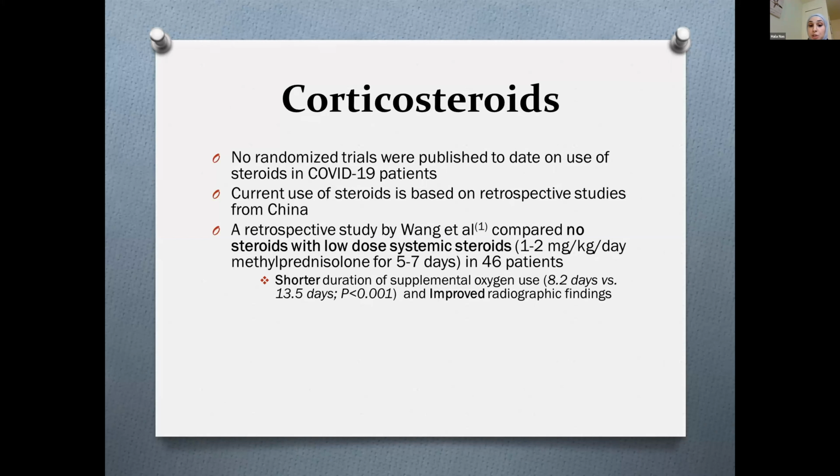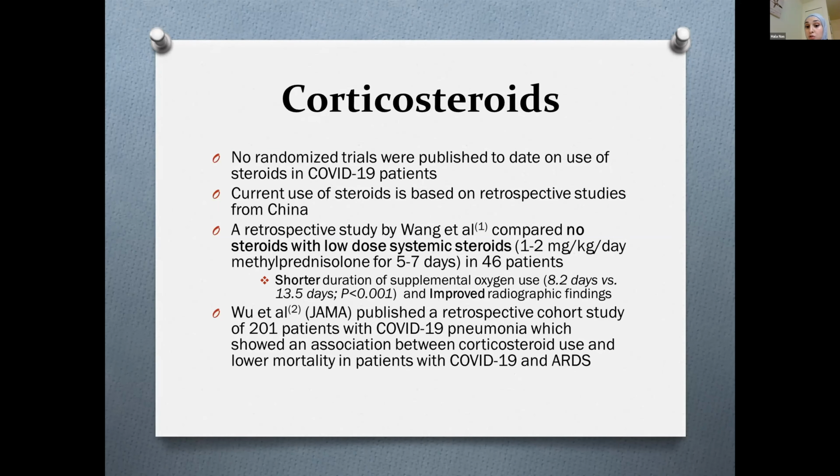They observed a shorter duration of supplemental oxygen use. It was around 8 days versus 13 and a half, 14 days, in patients who did not receive steroids, and according to them, it was statistically significant. They observed improved radiological findings as well. The other study was published in JAMA, a retrospective cohort study of 201 patients with COVID-19. It showed an association between corticosteroid use and a lower mortality in patients with COVID-19 and ARDS. But again, those are observational studies, no clinical trials so far.